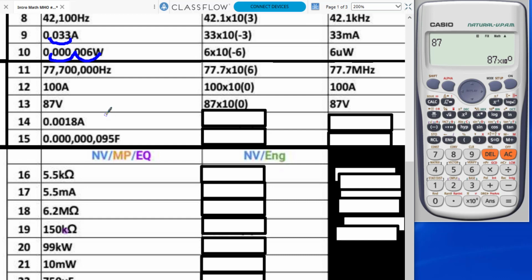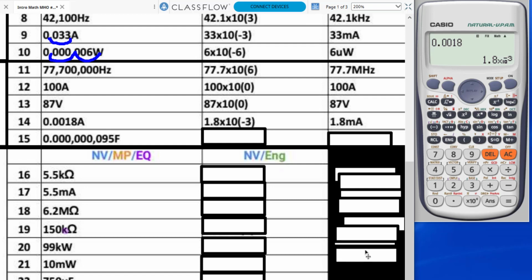All right, looking at the next one here. It's a decimal number, so it's going to be a negative exponent. Oh, I was about to do it by hand. Let's do it in our calculator. All right, so it's 0.0018. I hit equals, and I hit engineering, and it converts it for me. 1.8 times 10 to the negative third. And we look at our chart and it tells us that -3 stands for milli. So it's 1.8 milliamps.